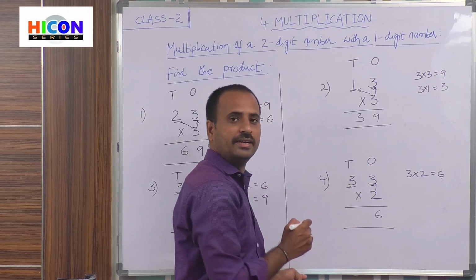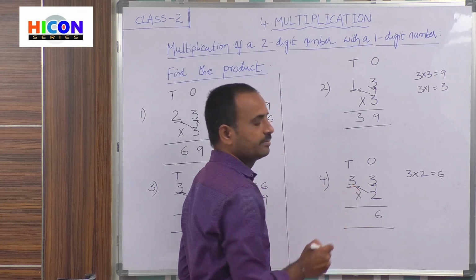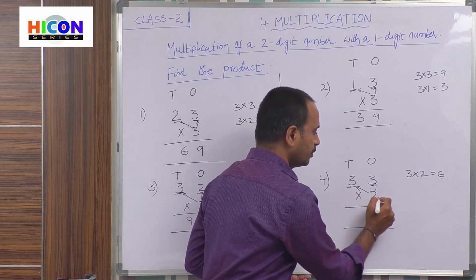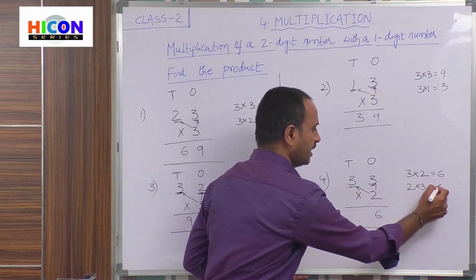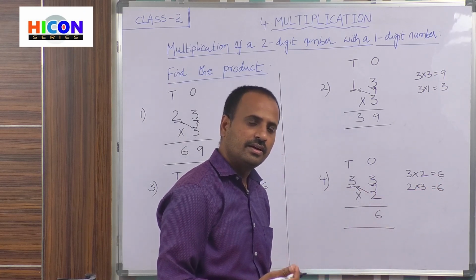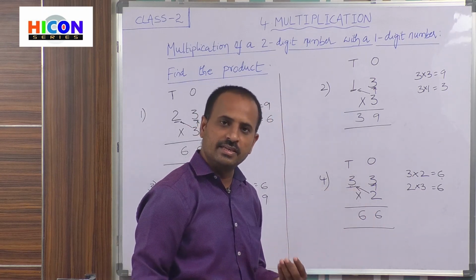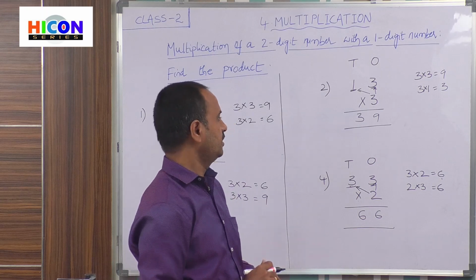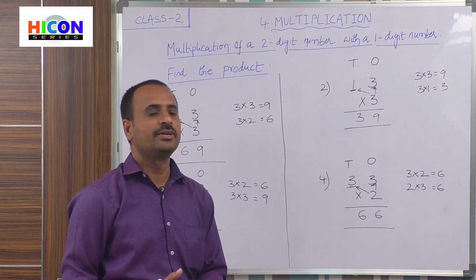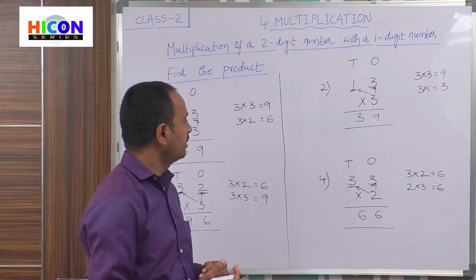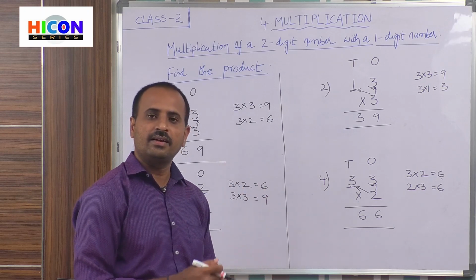3 is present in tens place. So multiply this 3 with 2. So that is 2 into 3. Children, how much? 2 3s are 6. So write 6 under tens place. So the answer is 66. So children, in this way we can do the multiplication of a 2-digit number with a 1-digit number, and let us practice 2 more problems on this exercise.